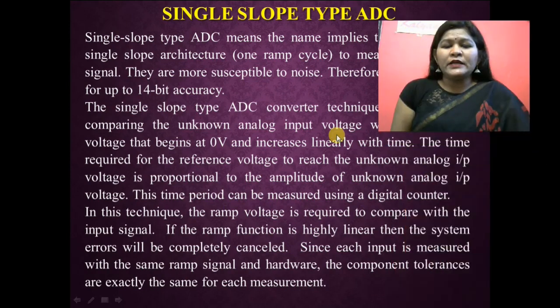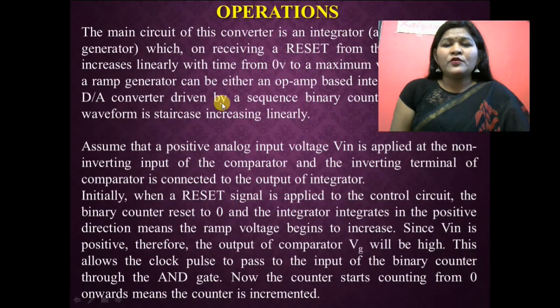In this technique, the ramp voltage is compared with the input signal. If the ramp function obtained from the integrator is highly linear, then the system error will be completely cancelled. Since each input is measured with the same ramp signal and hardware, the component tolerances are exactly the same for each measurement. So this is the basic operation of the single slope type A by D converter.